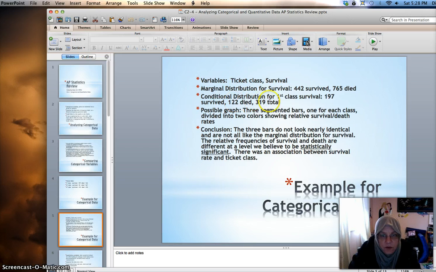The conditional distribution for first class survival is 197 in first class survived, 122 died, and 319 total. Possible graph you could make, 3 segmented bars, one for each class, divided into 2 colors showing relative survival and death rates. If you do that, you would see that the 3 bars do not look nearly identical and are not all like the marginal distribution for survival. The relative frequencies of survival and death are different at a level we believe to be statistically significant. Therefore, we would conclude that there is an association between survival rate and ticket class.